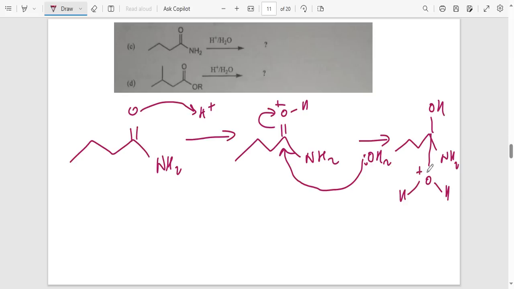Are we okay up to this point? Remember, they said that for C and D and H give a detailed mechanism. So this is a detailed mechanism we're writing. Are we okay here?